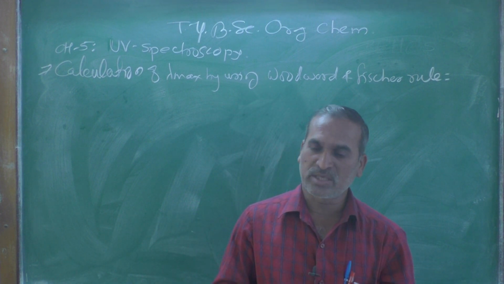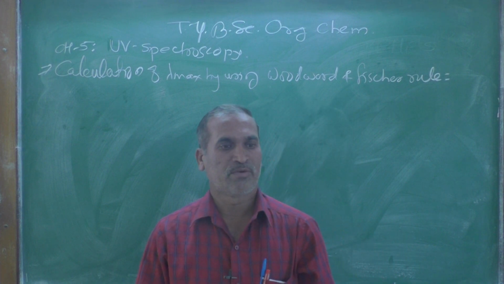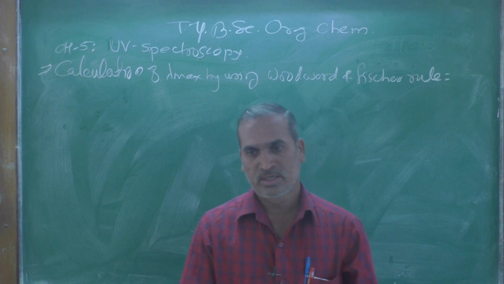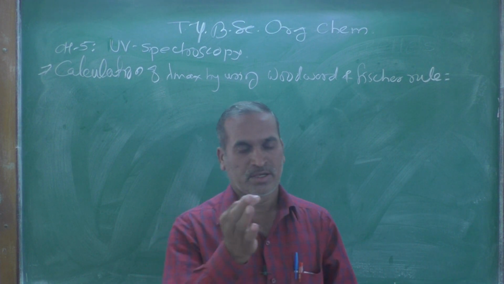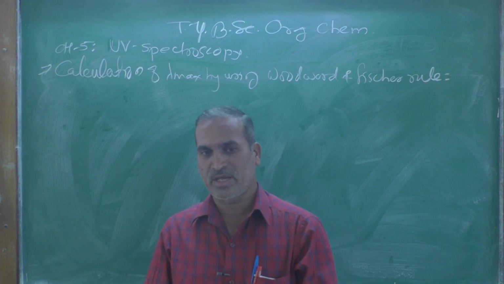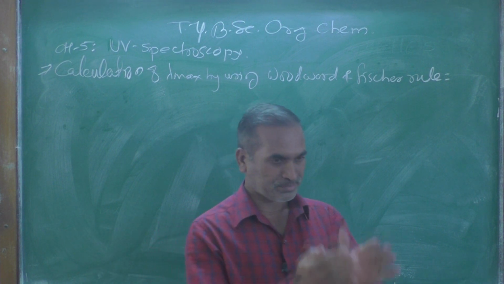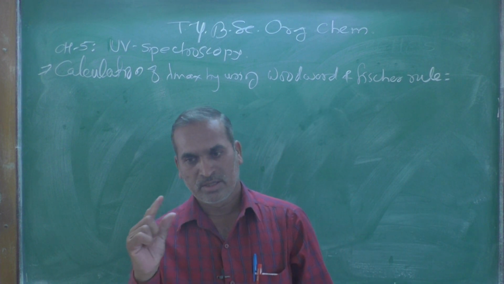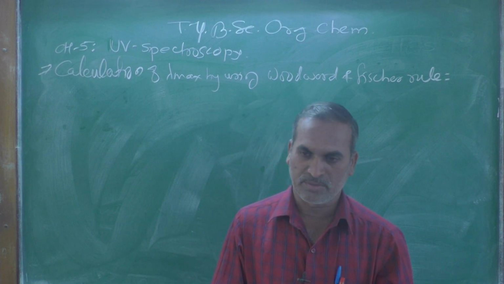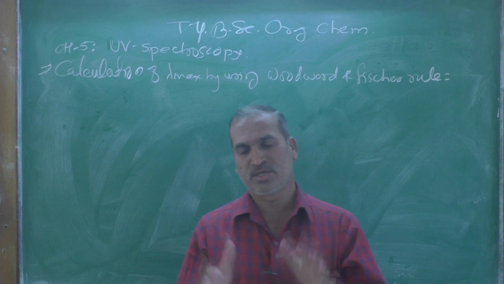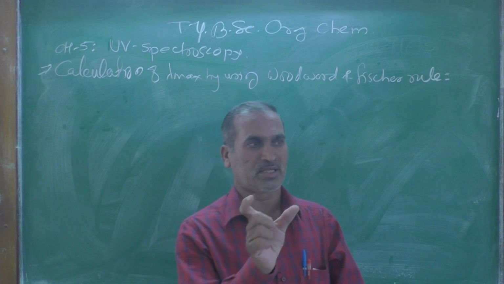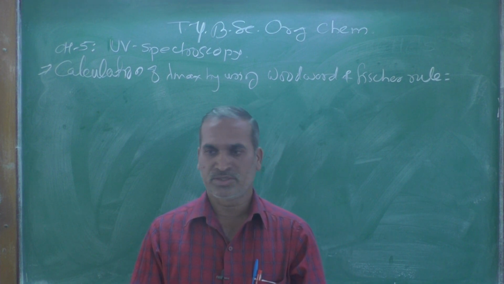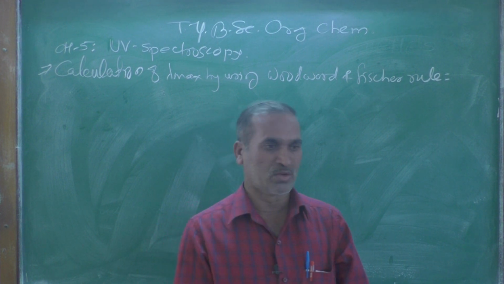What are the base values used for the diene system? Only one base value we are considering: 215 nanometer. Second, for an exocyclic double bond, we add 5 nanometer. Third is the homoannular system, and as we know, a homoannular system means both the double bonds are present in the same ring, and that type of system is termed a homoannular system.